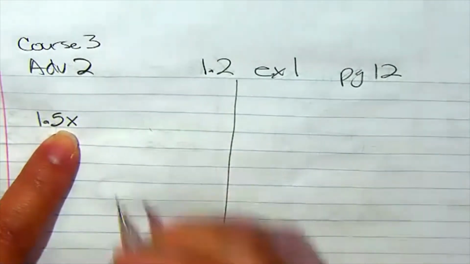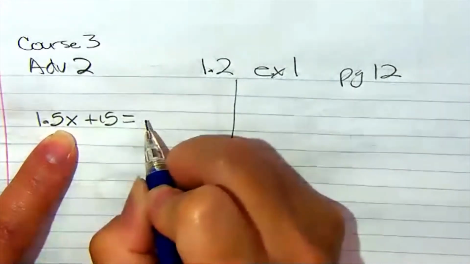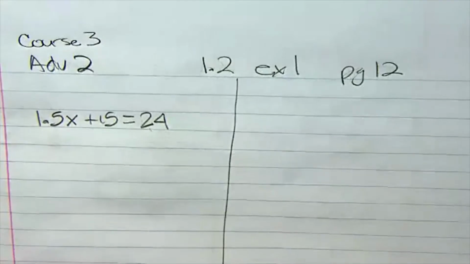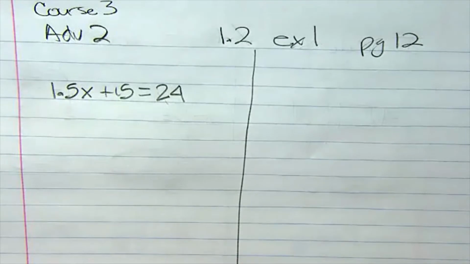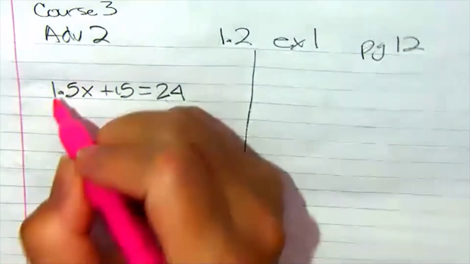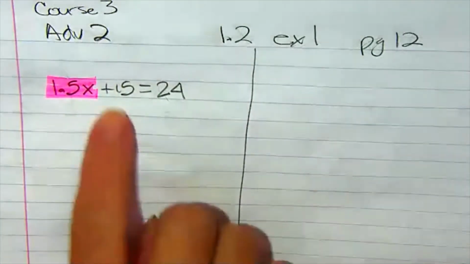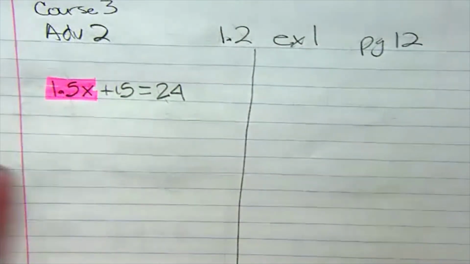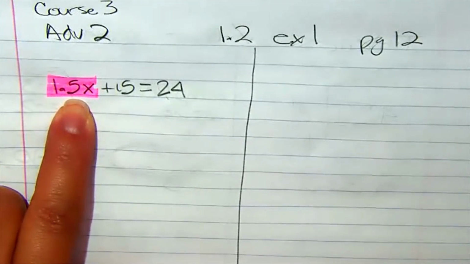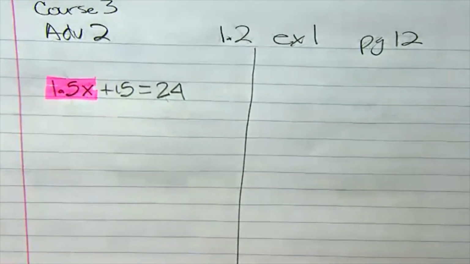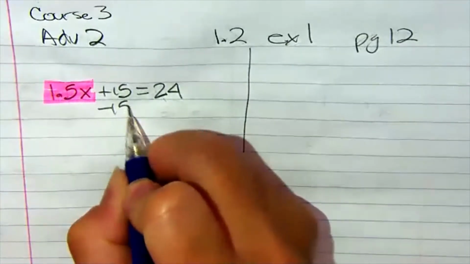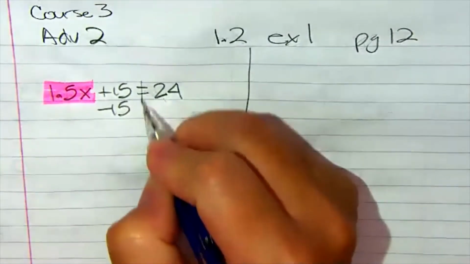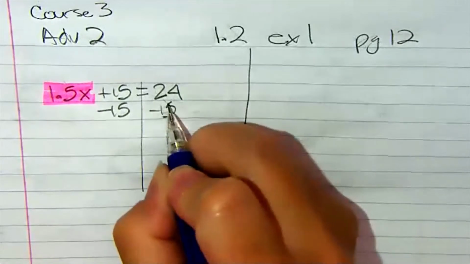1 5/10 times x plus 15 equals 24. Okay, what I like to do, I'm still going to highlight, and we still need to isolate our variable. So right now, we're going to highlight our variable and everything attached to it, because this is what we're trying to isolate, get by itself. That means we need to get rid of this other stuff. So to get rid of positive 15, I'm going to subtract 15. And what I do to one side, I must do to the other.